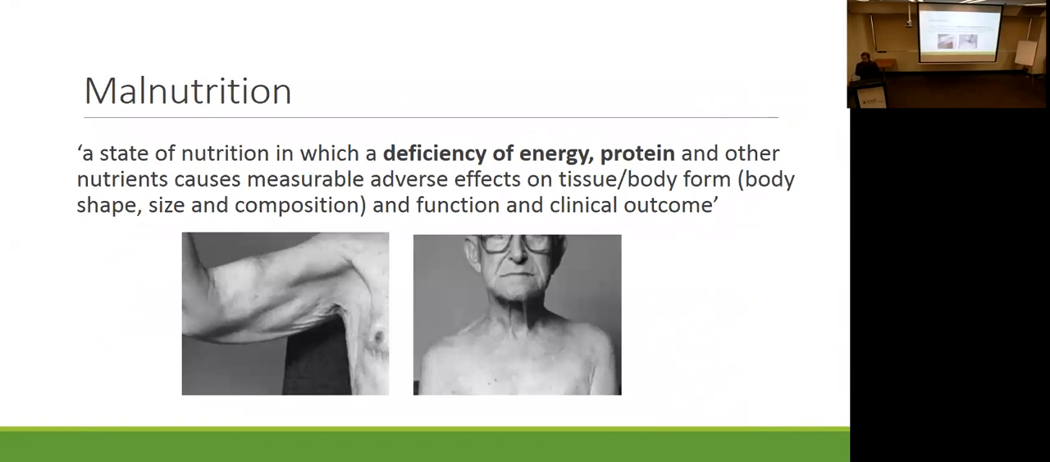So in most of the literature, the standard malnutrition definition is a state of nutrition in which a deficiency of energy, protein and other nutrients causes measurable adverse effects on body form, function and clinical outcome.